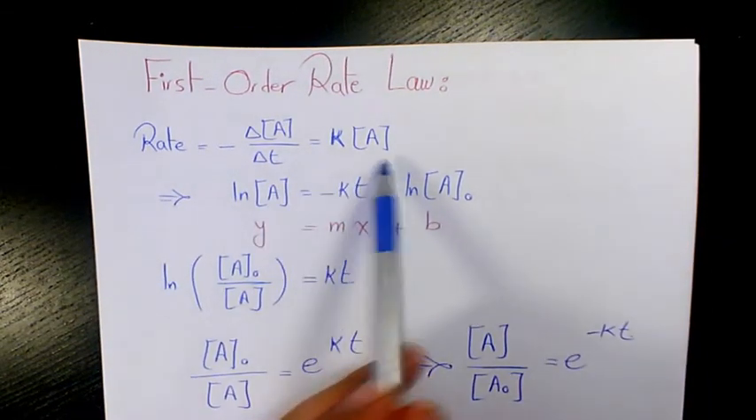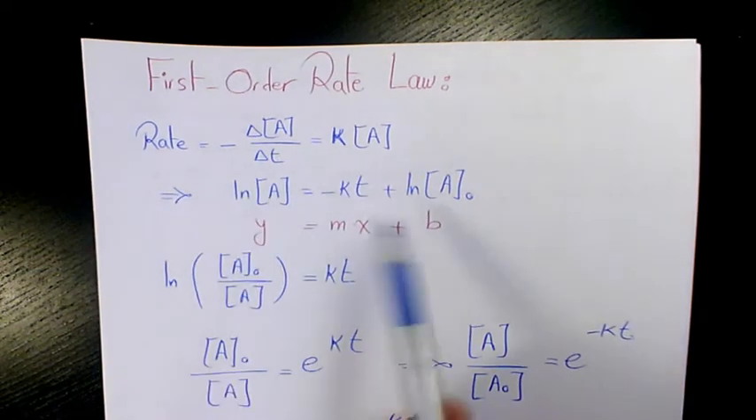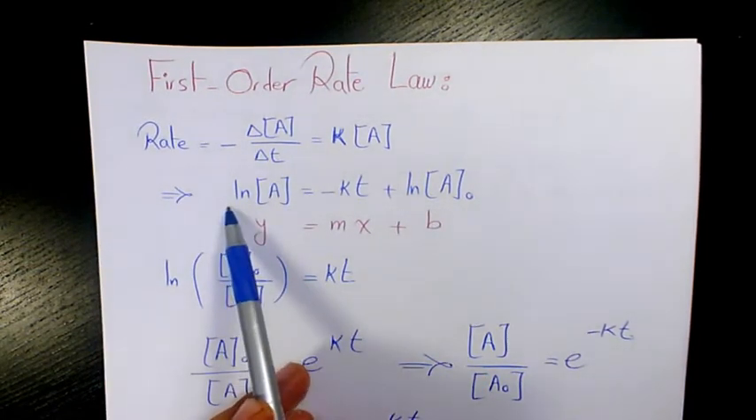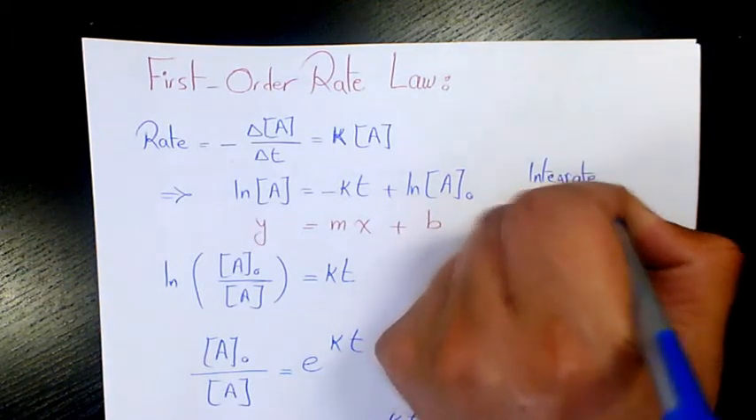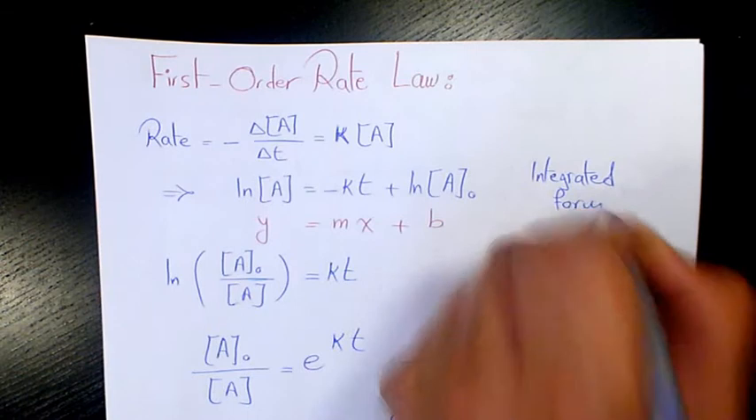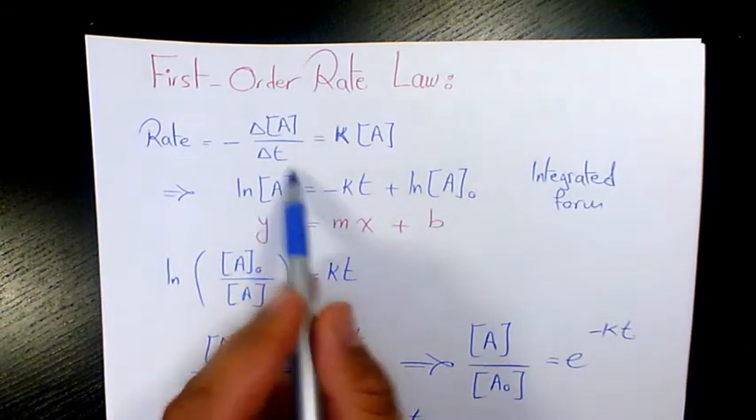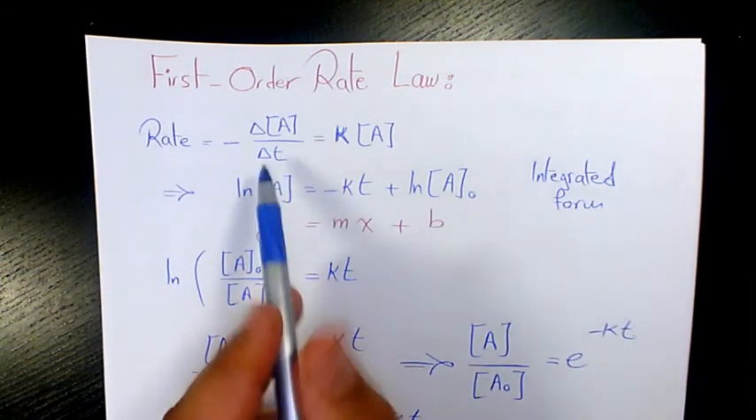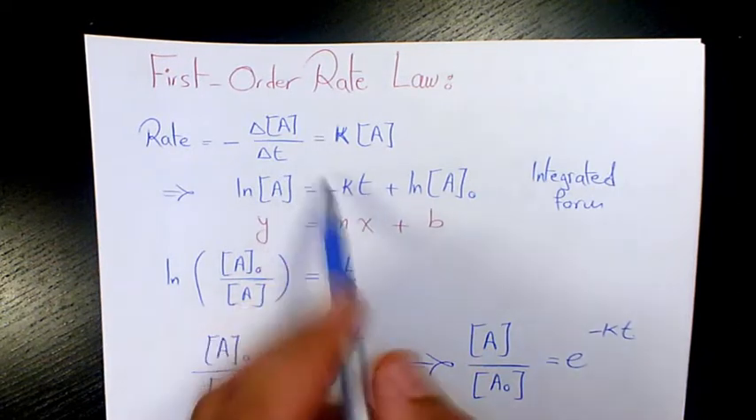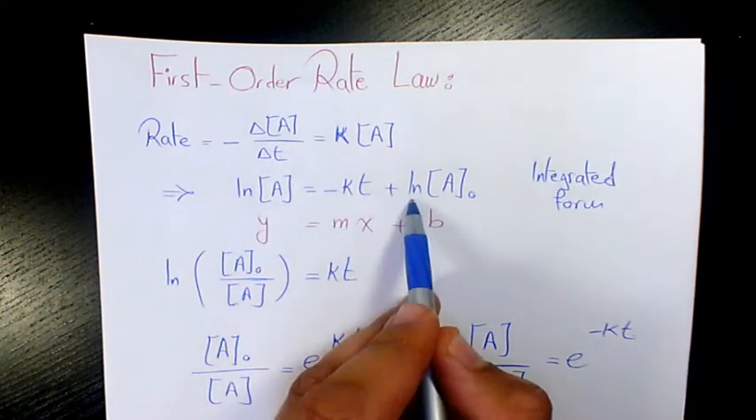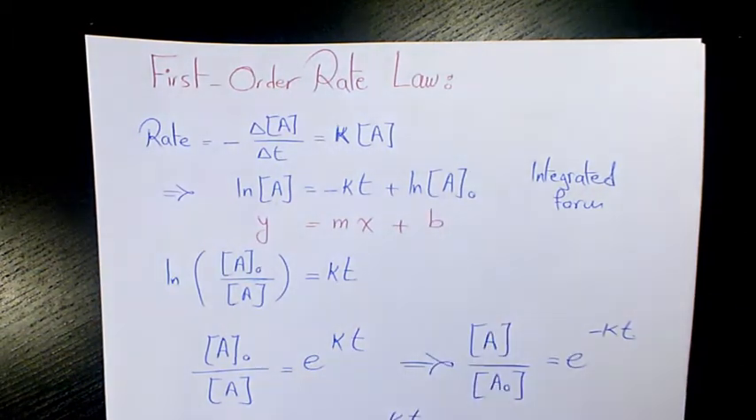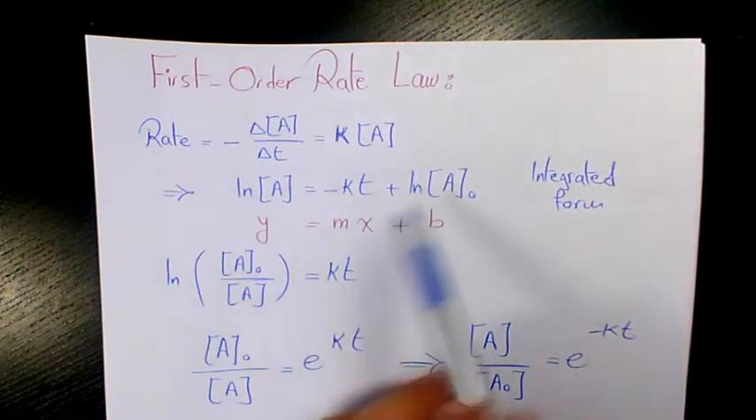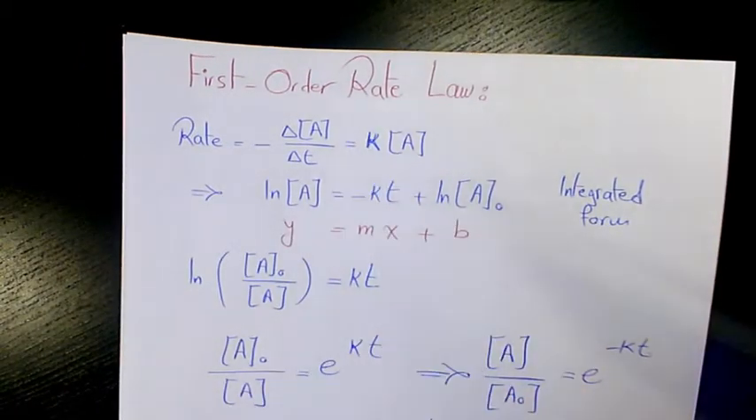Now if you integrate this equation, you're going to end up with this integrated form. ln[A], where [A] is the final concentration, or the concentration at time t, equals negative kt plus ln[A]₀, the ln of the initial concentration in terms of mole per liter. That's the integrated form after integration from the original equation.